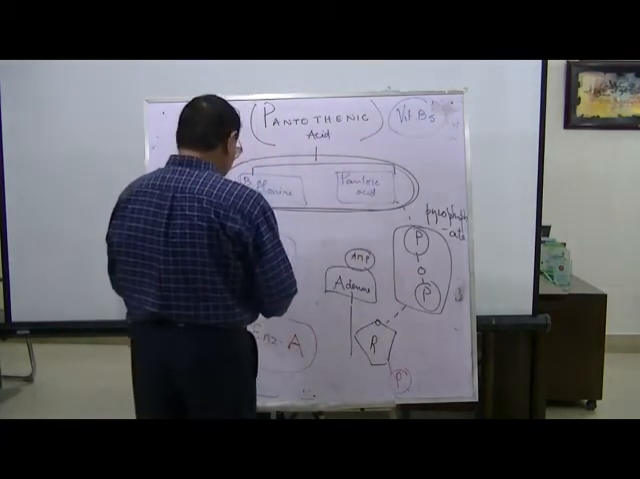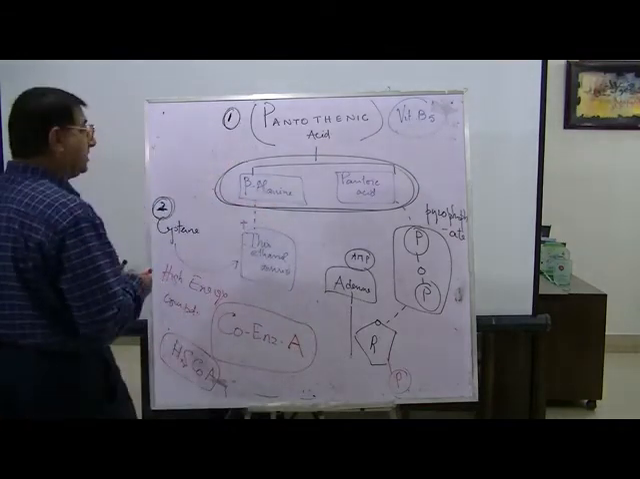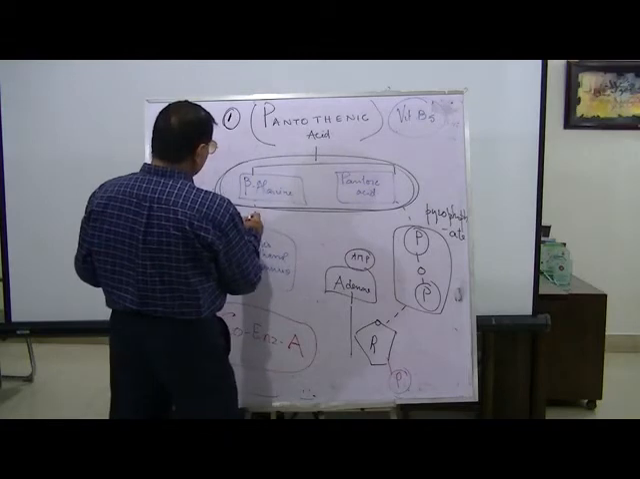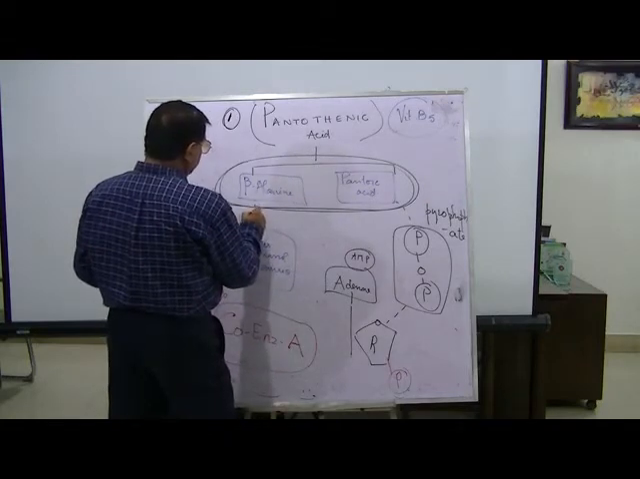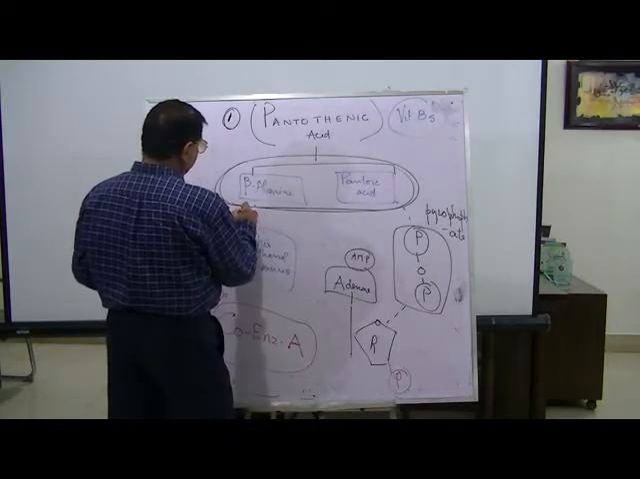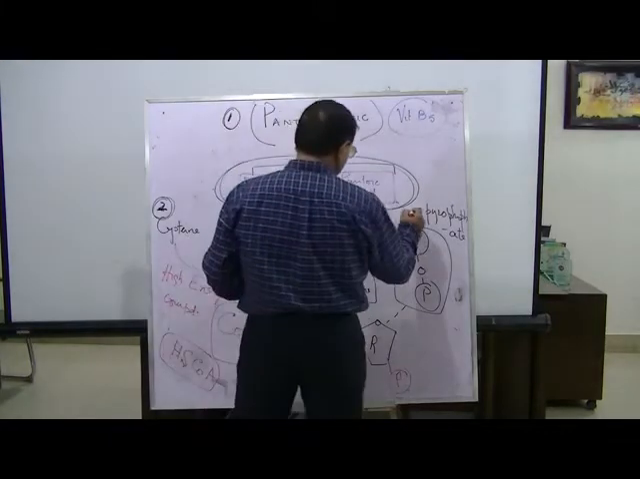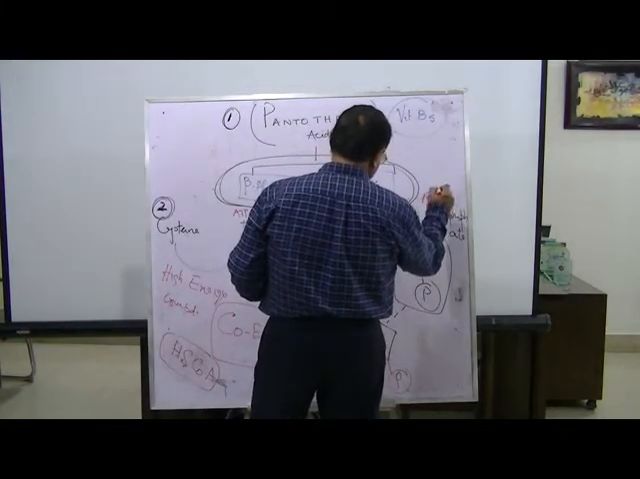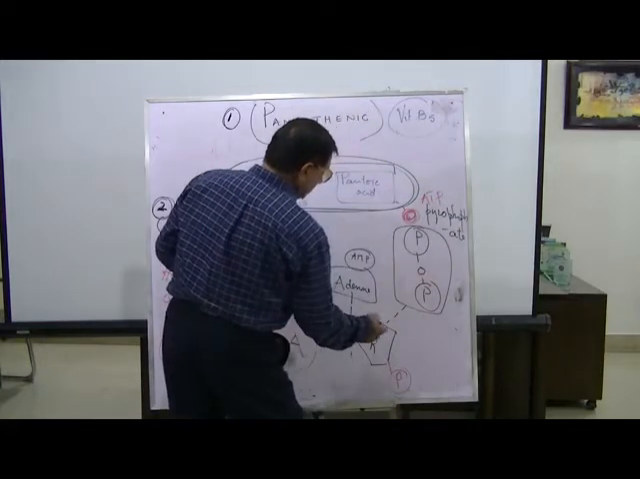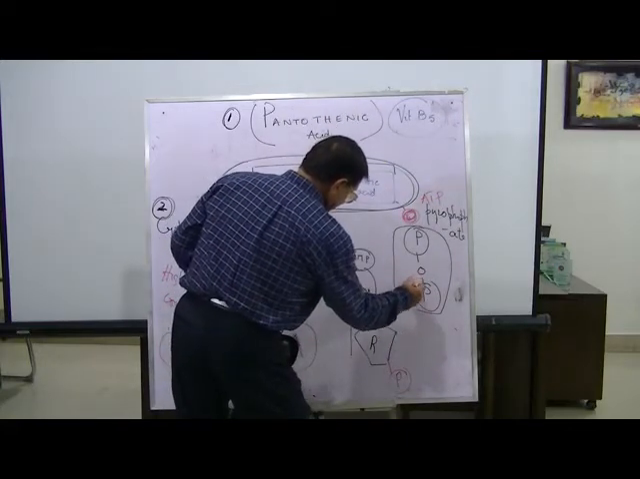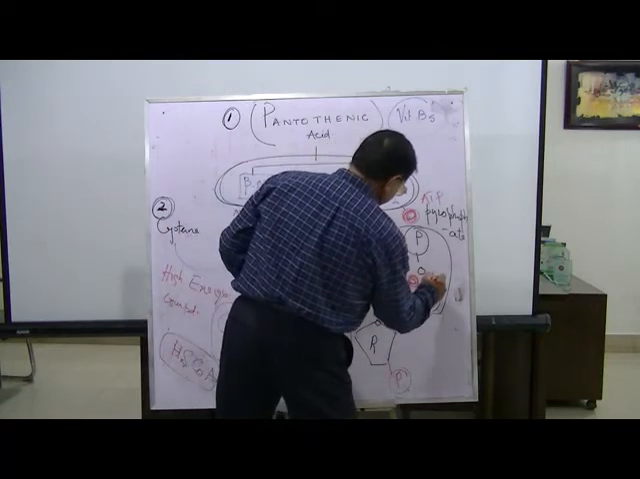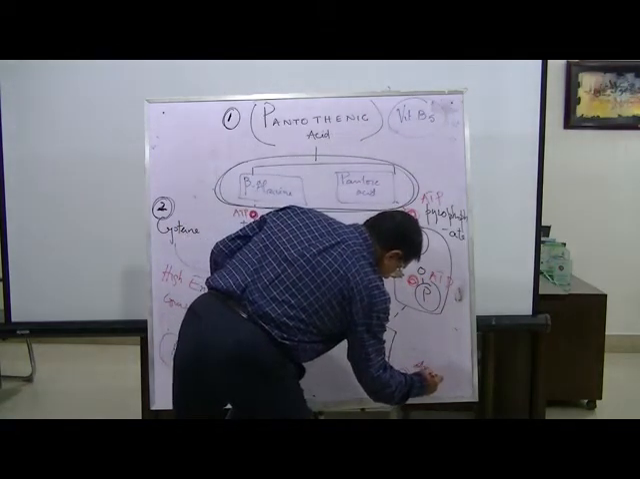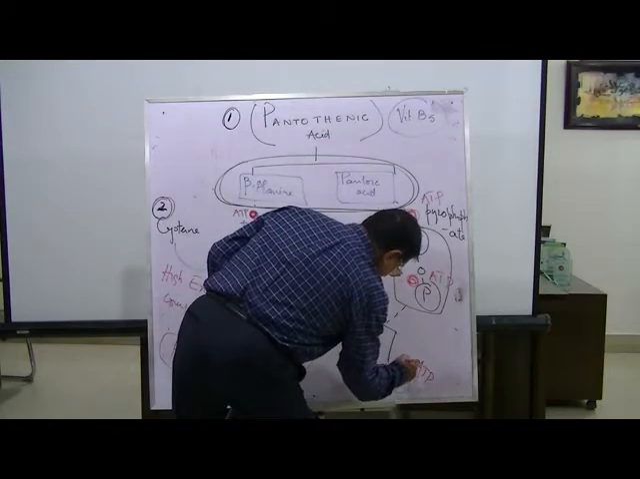Also, there are 4 molecules of ATP involved. One molecule of ATP is used over here, one molecule over here, one molecule over here, and one molecule over here. So 4 molecules of ATP are involved.